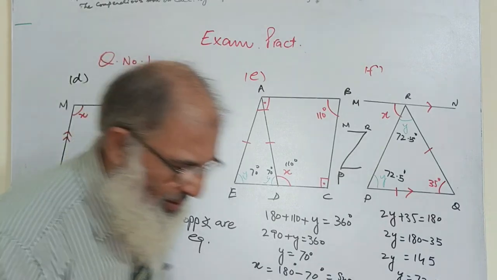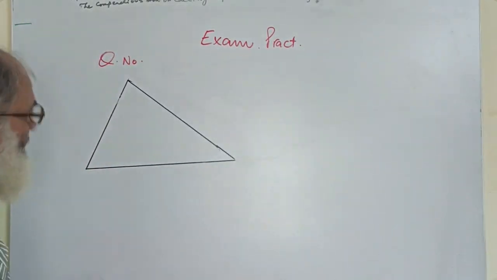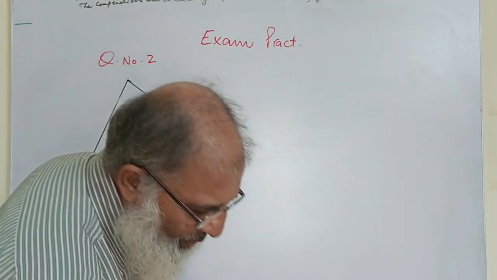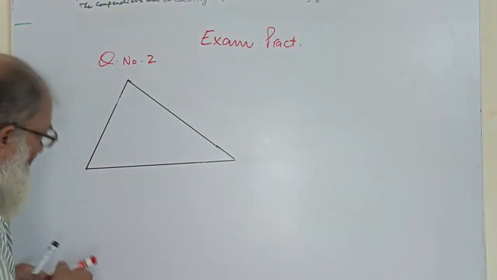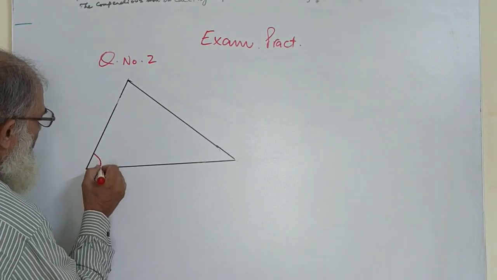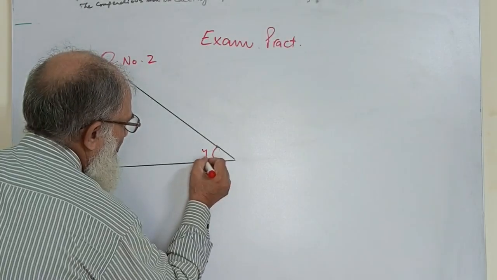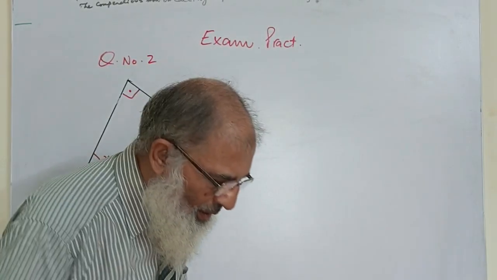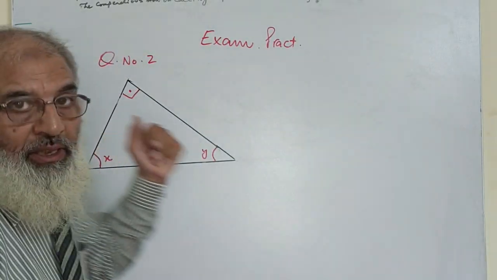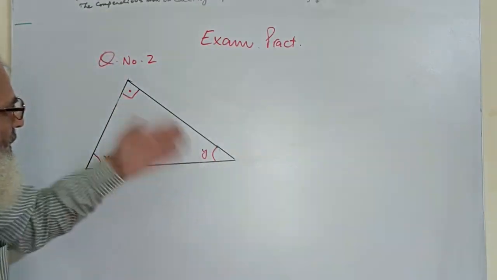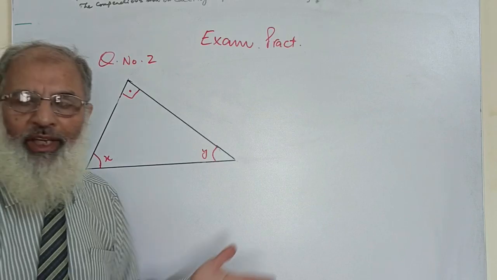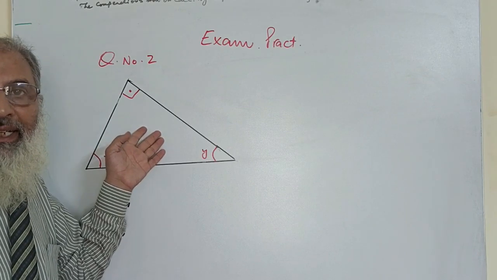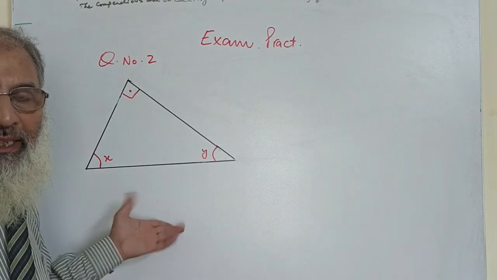So these were the questions of question number 1. My dear students, it is question number 2, and there are given x and y. Two angles are given: this is x, this is y, and this is 90 degrees. Now the question is to study the triangle. I have studied it, and the result is that this is a right angled triangle.